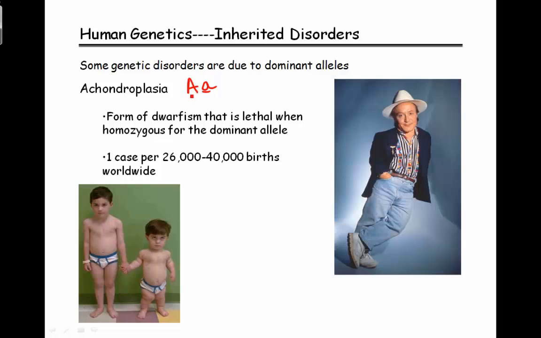We would expect that if they have offspring, 50% of the time they pass on the big A, and 50% of the time they pass on the lowercase a. So we would expect that half of their offspring are also going to have achondroplasia, and half of their offspring would not have achondroplasia.